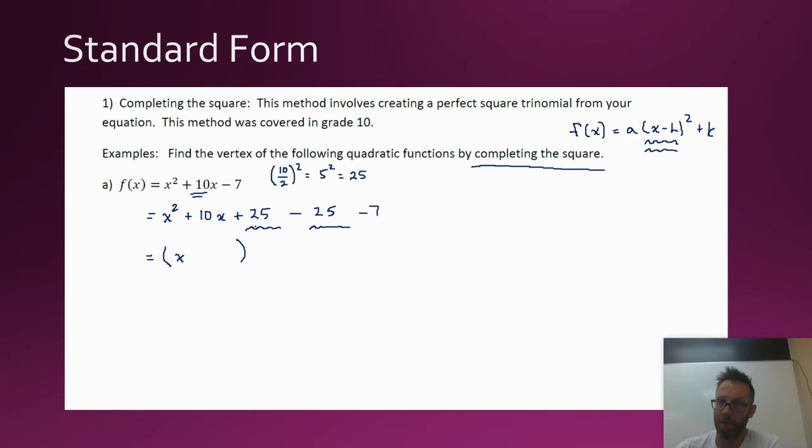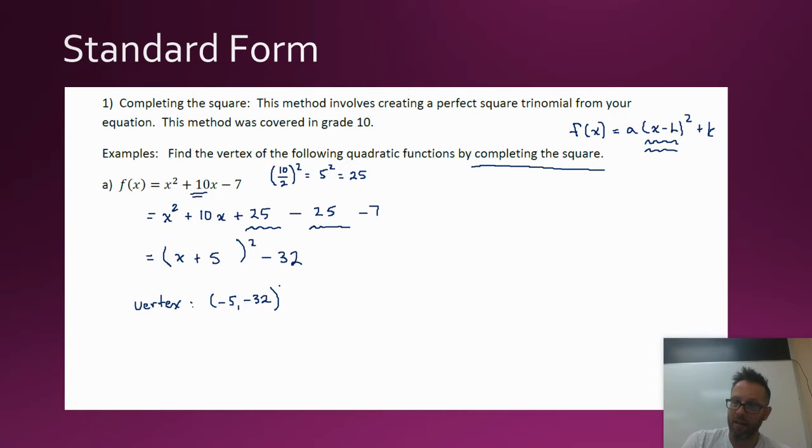We created a perfect square trinomial, so we don't need to work hard to factor it. By our own work, this is x plus 5 squared, right? 5 times 5 is 25. 5 plus 5 is 10. And then negative 25 minus 7, that's minus 32. So we've completed the square, we've created the vertex form, and now we can read off the vertex. It's negative 5, negative 32. So that's great.